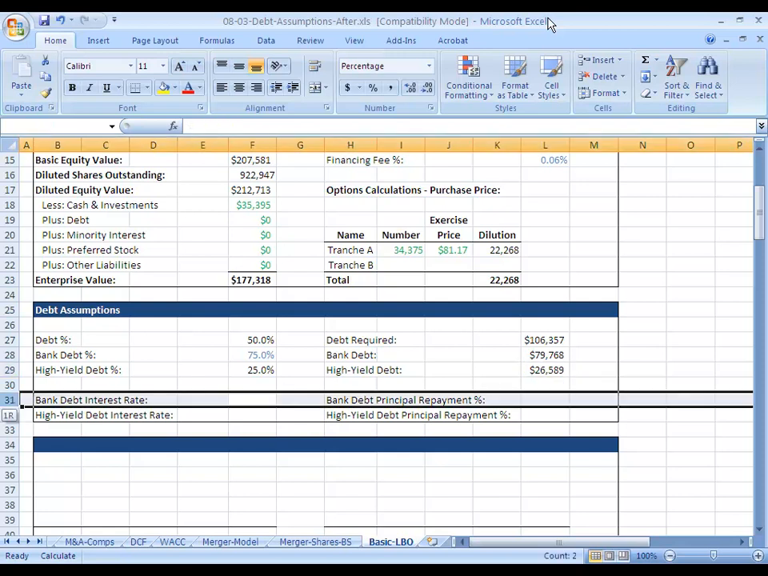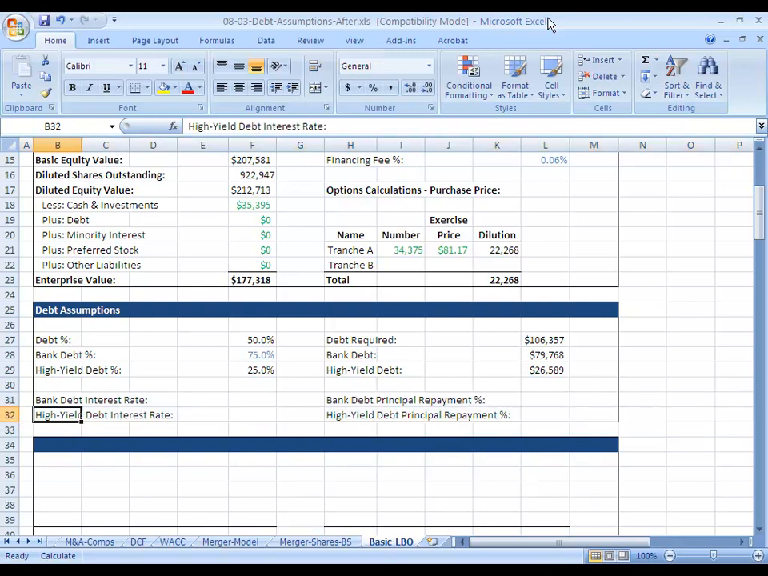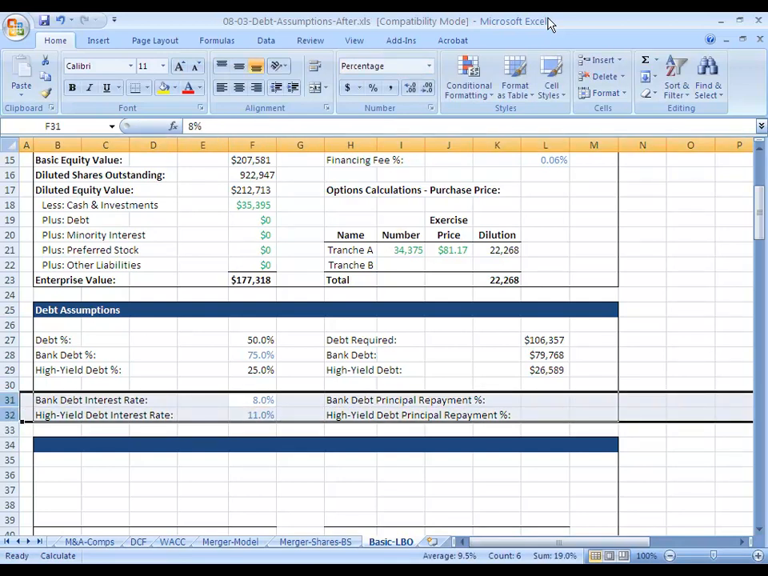So the last set of assumptions here have to do with the interest rates and the principal repayments. Remember that for bank debt, interest rates tend to be lower than they are for high yield debt. So for the bank debt interest rate, I'm going to say 8%. For the high yield interest rate, I'm going to say 11%. And again, to actually get exact scientific numbers for these, we would go in and look at comparable debt issuances, comparable companies, and see what kind of interest rates on debt they have.